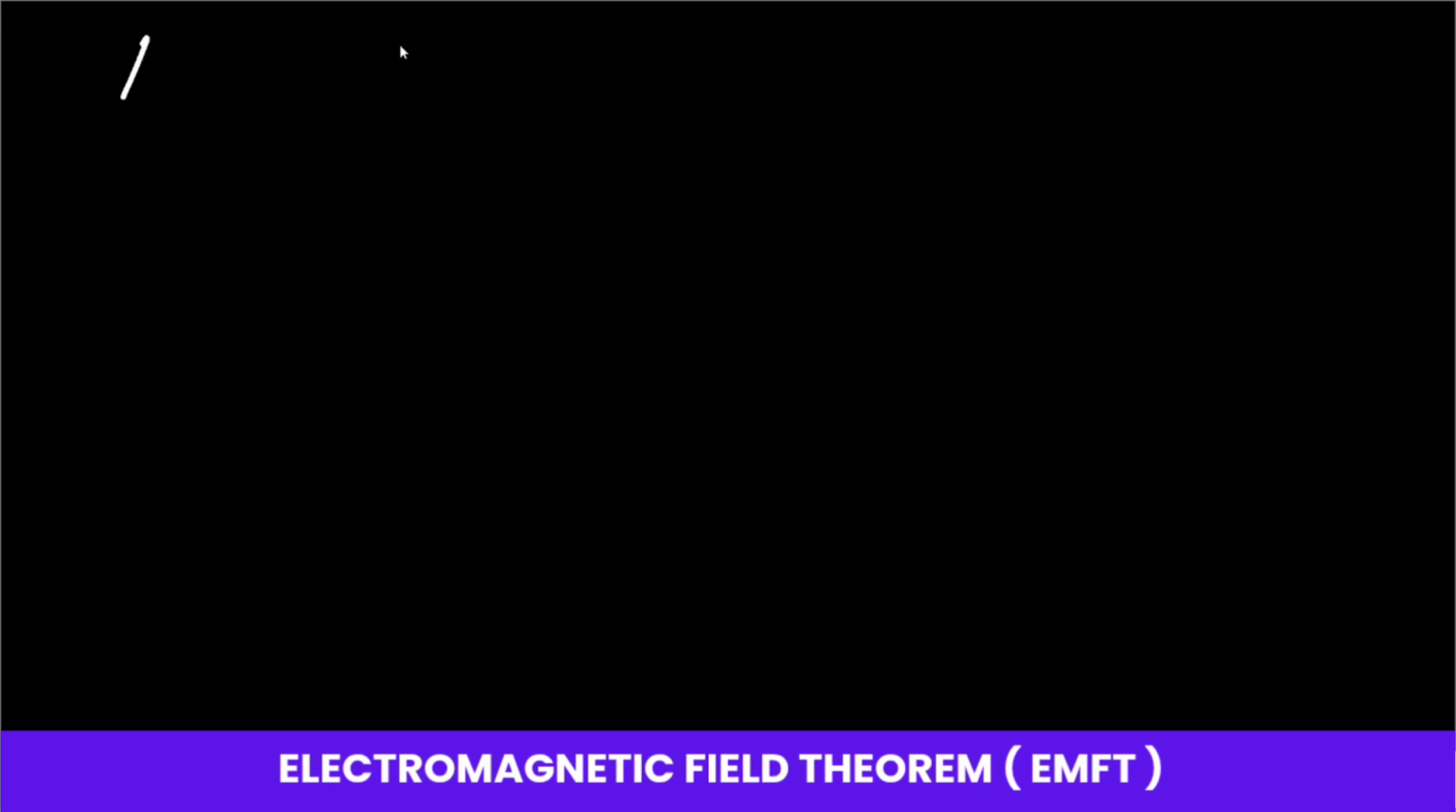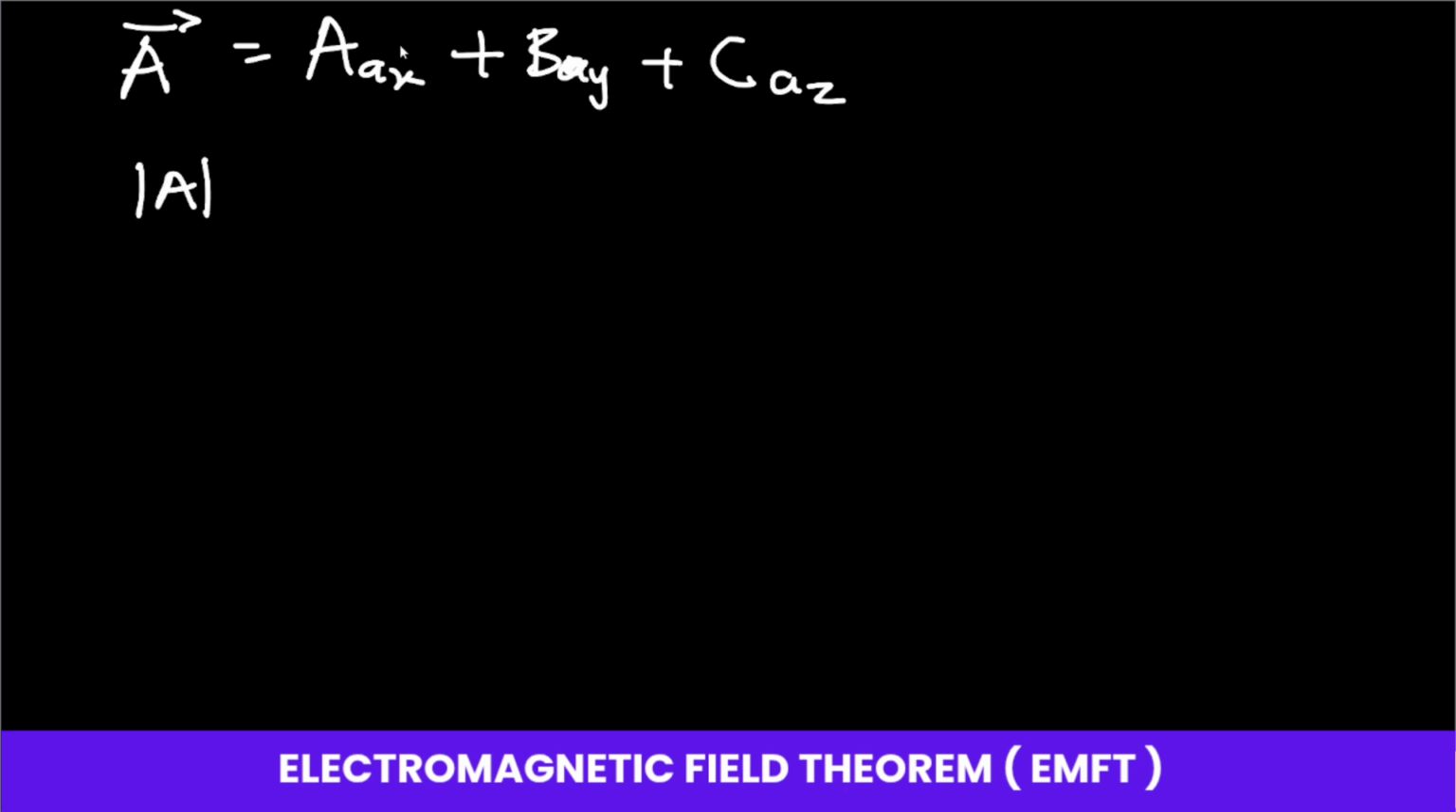Let's say we have a vector A having the parameters a ax, this is the direction, plus b ay plus c az. Now, assuming you are to find the magnitude of this particular vector, the magnitude of the vector is given by what? The root of a squared plus b squared, we all know this, plus finally c squared. All we are doing is the Pythagoras theorem.